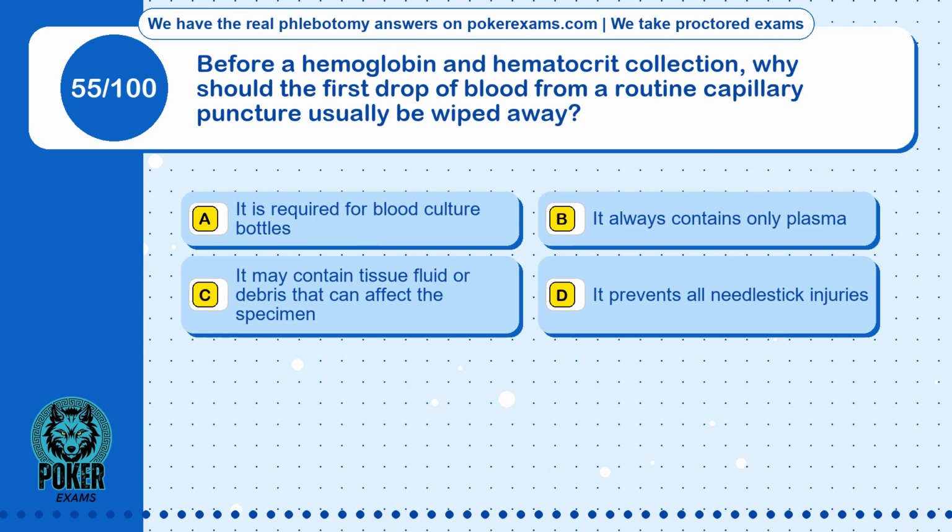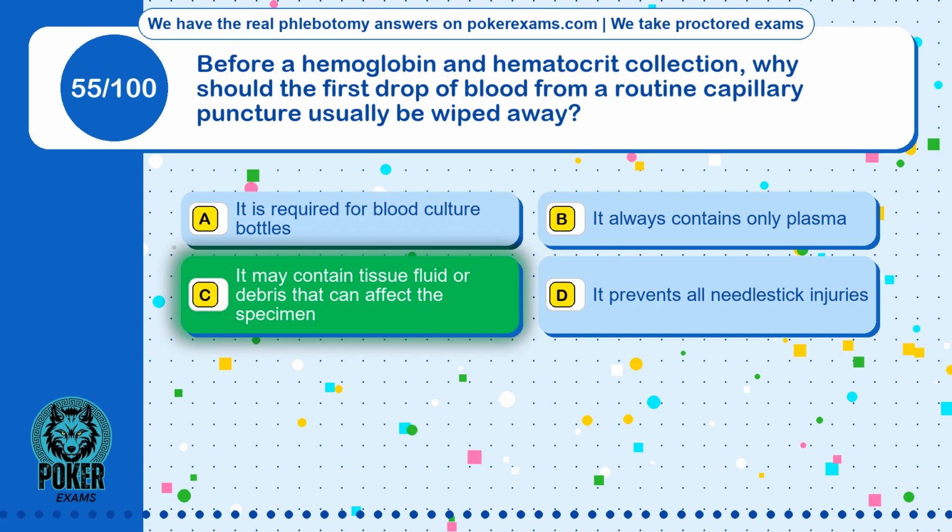Question 55. Before a hemoglobin and hematocrit collection, why should the first drop of blood from a routine capillary puncture usually be wiped away? Option A. It is required for blood culture bottles. Option B. It always contains only plasma. Option C. It may contain tissue fluid or debris that can affect the specimen. Option D. It prevents all needle stick injuries.